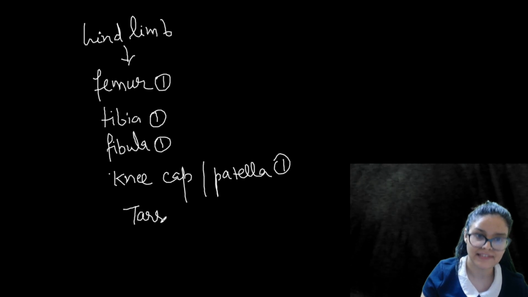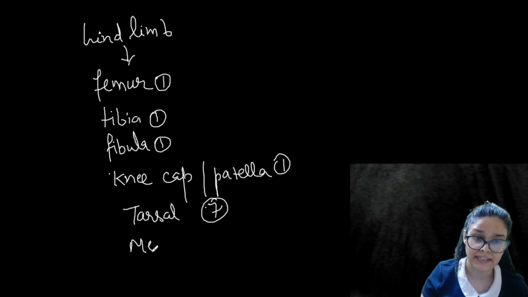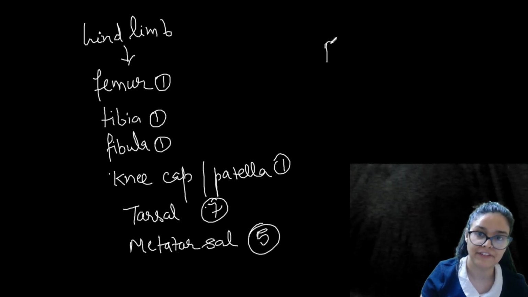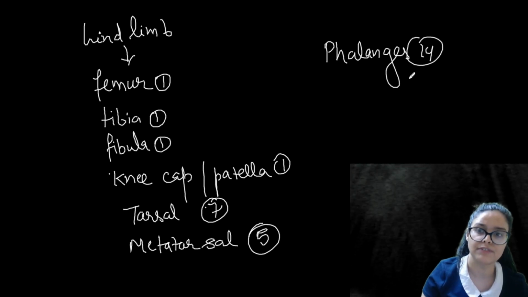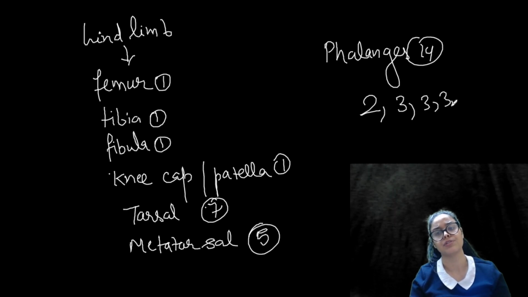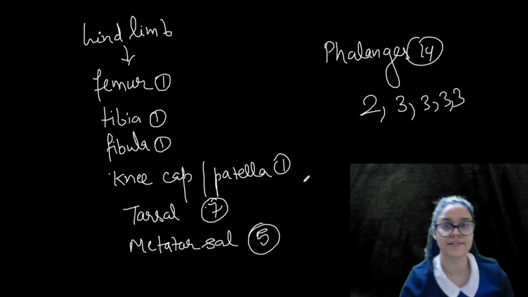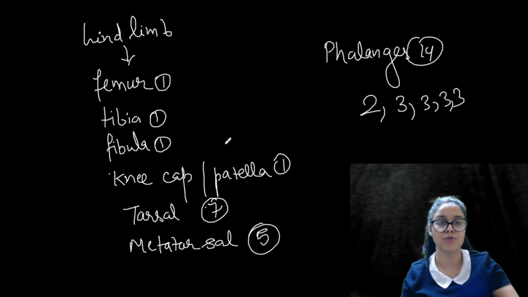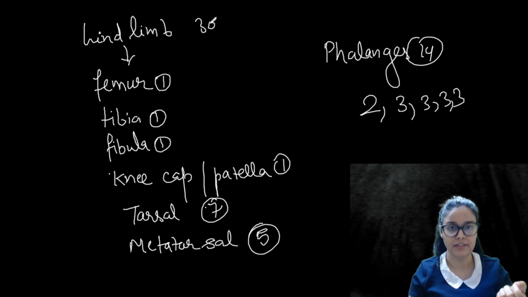We are having tarsals. Tarsals are basically the ankle part, having 7 bones. Metatarsals are the sole part, our foot part. Metatarsals are basically 5 in number, and then we are having phalanges, 14 in number, right? They have the same formula, 2 in the toe and 3, 3, 3 in each finger. So that is the formula of phalanges. That's all. You have to remember the limbs this way, and obviously 30 in each limb.